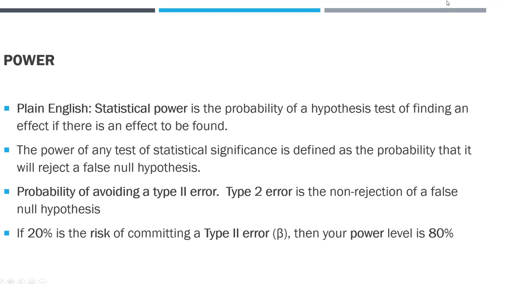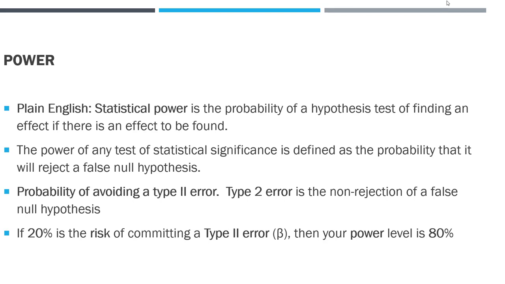So power, in plain English, statistical power is the probability of a hypothesis test finding an effect if there is an effect to be found. That's the plain English way of describing it. The textbooks will say something like the power of a test of statistical significance is defined as the probability that it will reject a null hypothesis. A false null hypothesis is important to say. It's a false null hypothesis.